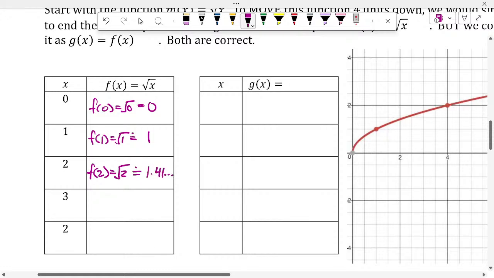Obviously, does it keep going? Yeah. It's an irrational number. It keeps going forever. But yeah. What's F at 3? Square root of 3, which is 1.73.